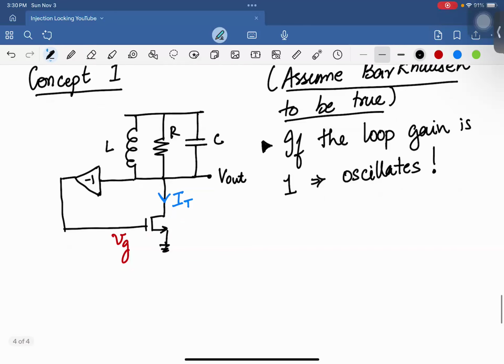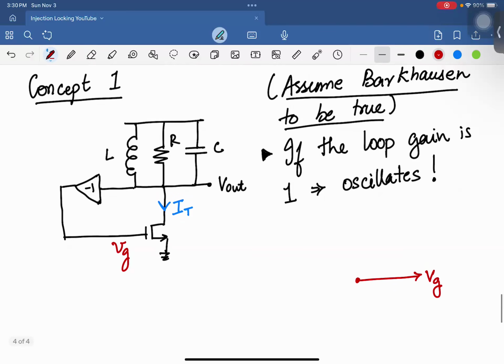So we'll do this using phasors. So let's assume VG. Maybe I'll use red. Okay, so the phasor for VG is like this, right? It can be arbitrary in any direction, but I'm just setting it like that. Okay, then we know that VG and IT are in phase, right? Because when VG increases, IT going this way increases. So the way I've drawn IT is going down, so that increases, right? So which means that IT and VG are in phase, okay?